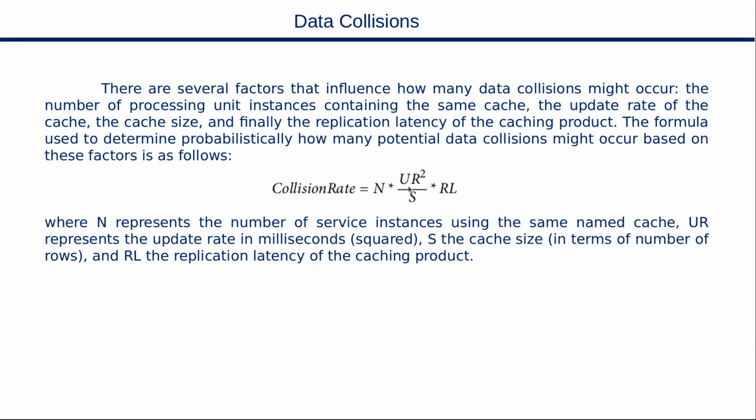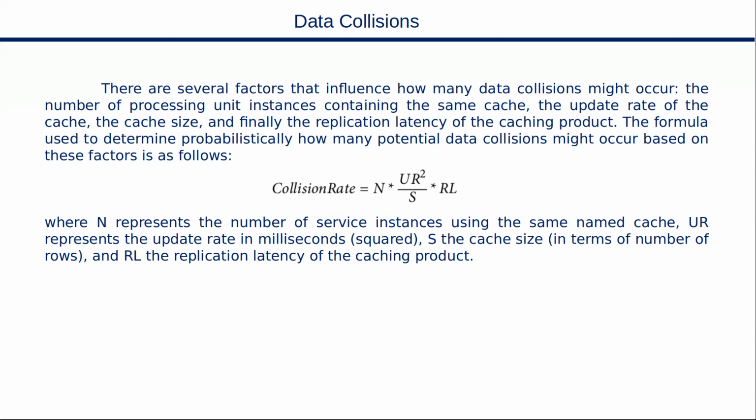So how frequently these updates will happen. S will represent the cache size in terms of number of rows. The bigger the cache we have, the fewer collisions can happen. And the last value is the replication latency of the caching product. So using this formula, it is possible to calculate and see which data collisions you can face.